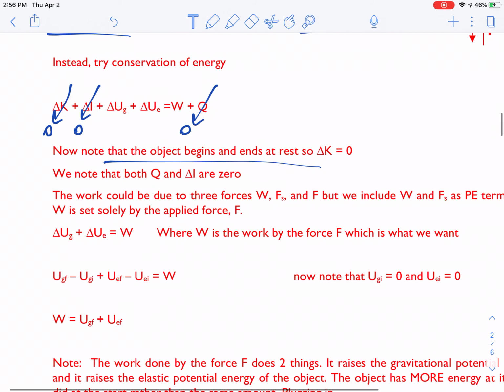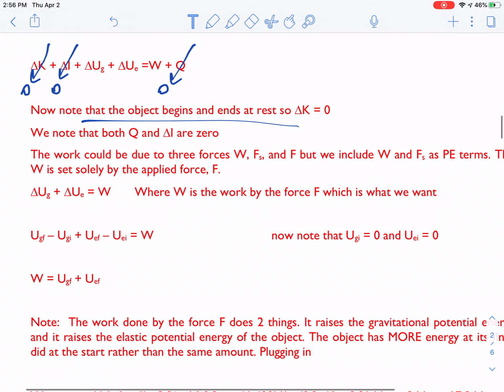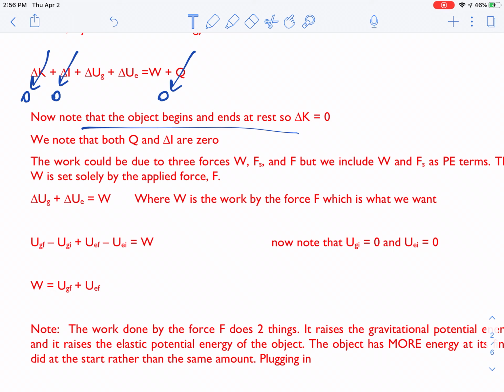That's why they will go to 0. And there is a change in elevation, so we're going to keep the delta UG term, and there is a spring being compressed, so we will keep that term as well.